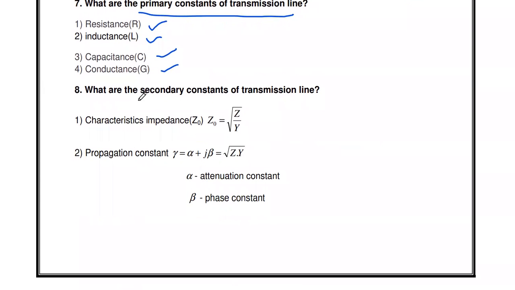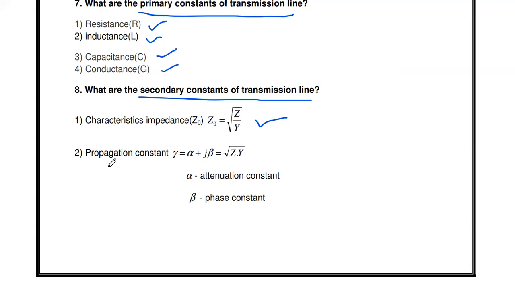Then the next one, what are the secondary constants of transmission line? The secondary constants are, first, the characteristic impedance Z0. What is the formula for Z0? Z0 is equal to the square root of Z by Y, where Z is the series impedance of the transmission line, and Y is the shunt admittance.